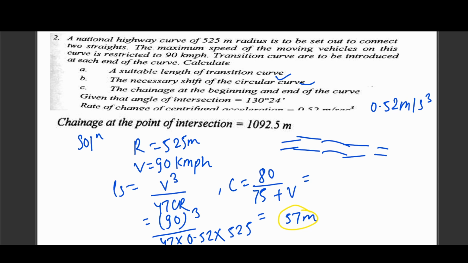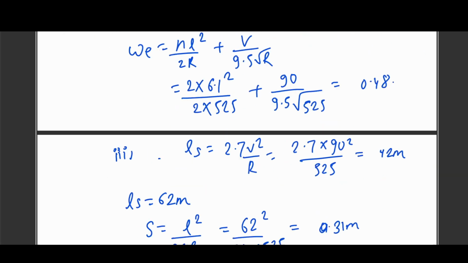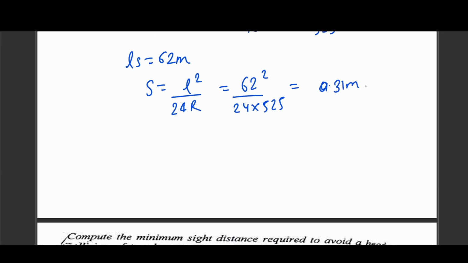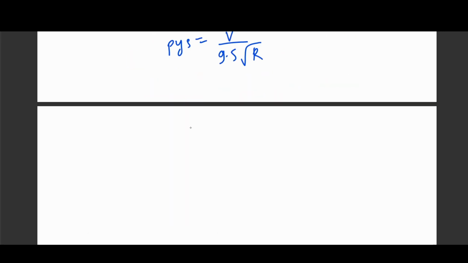And now we need to calculate the chainages at the beginning and end of the curve. We need to calculate the chainage at the beginning of the transition curve and at the end of the transition curve. And given the angle of intersection, what is the angle of intersection? Okay, let me explain here.